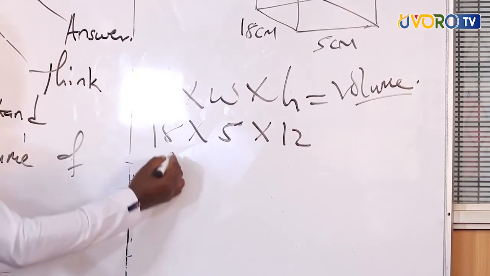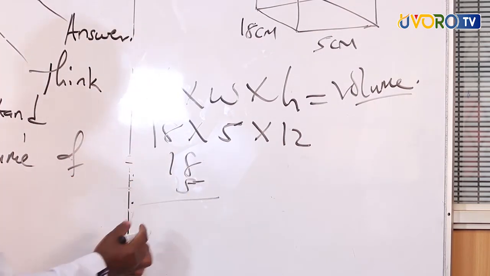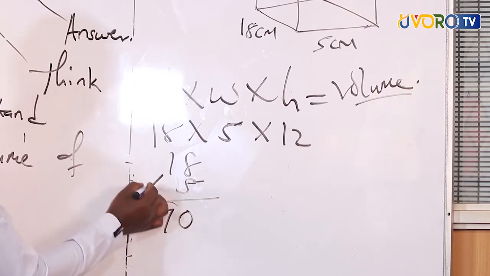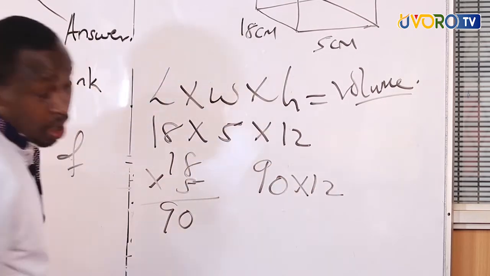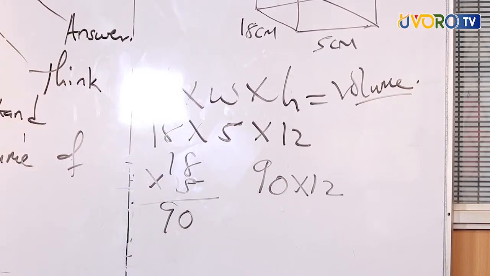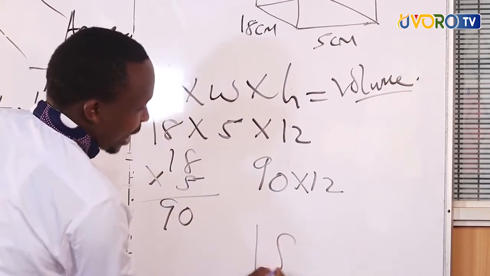What is 18 times 5? It is 90. Are we sure? Yes. 90 now times 12. What is 90 times 12? 1080. Very good.